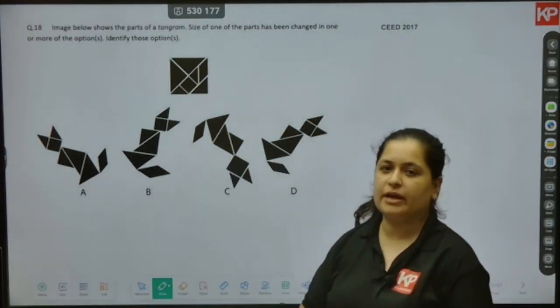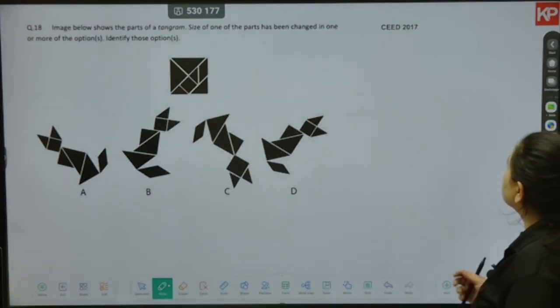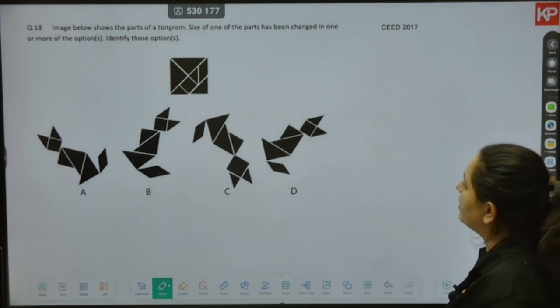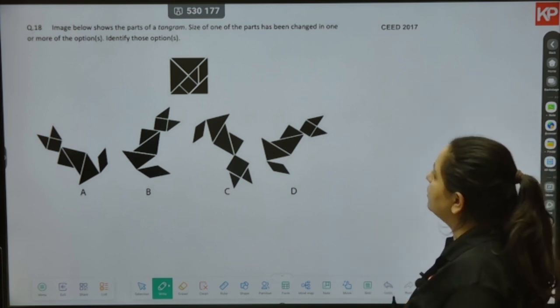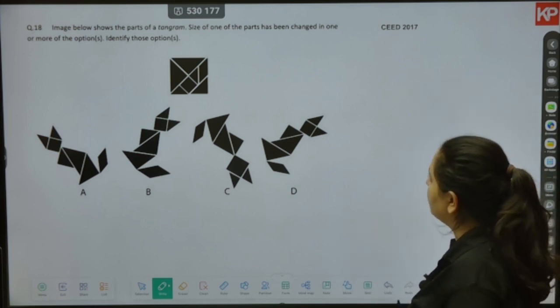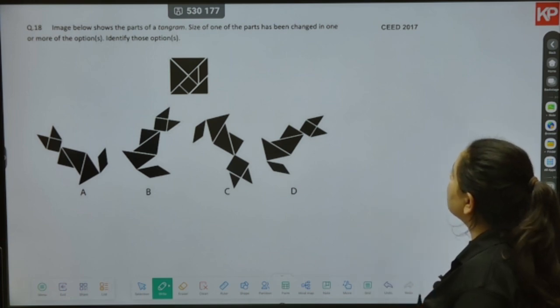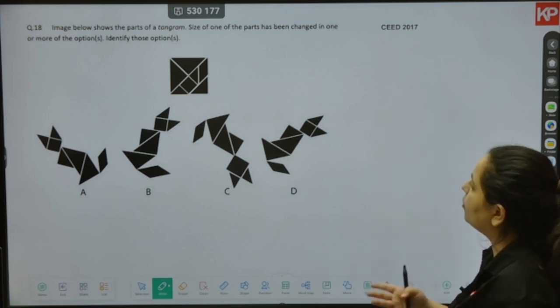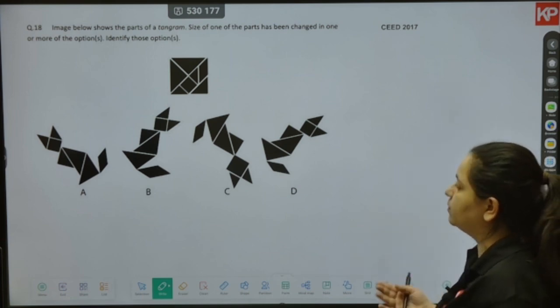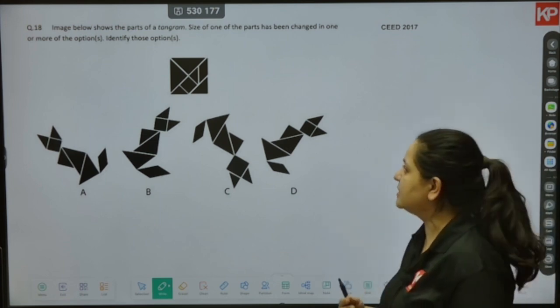Okay, let's look at this question. This is a question from CEED 2017, question number 18. It says, image below shows the parts of a tangram. Size of one of the parts has been changed in one or more of the options. Identify those options. Let us look into what the question is saying.